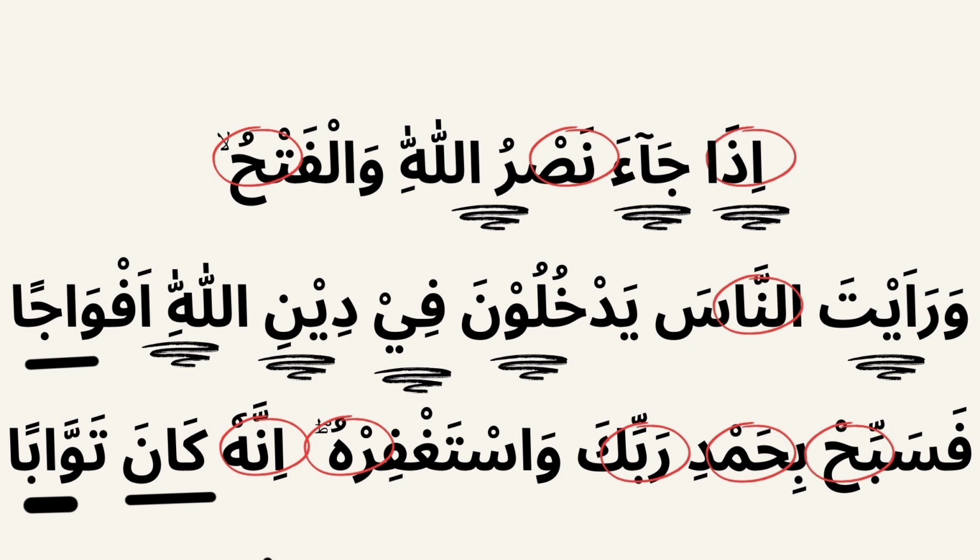In the last verse we have fasabbih. Again, ha sakin is your point of focus. It is not fasabbih. Fasabbih bihamdi. Again we have ha as your point of focus. Rabbika. Ra we need to recite it heavy because ra is coming with zabar.